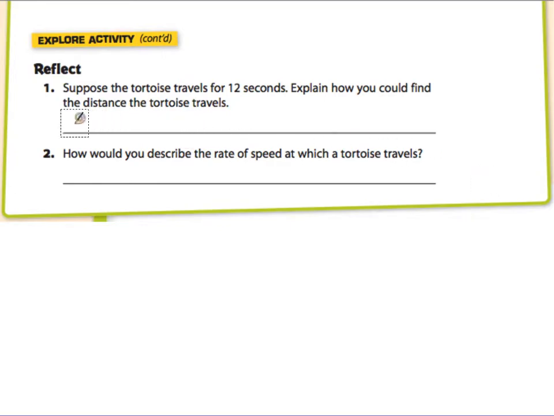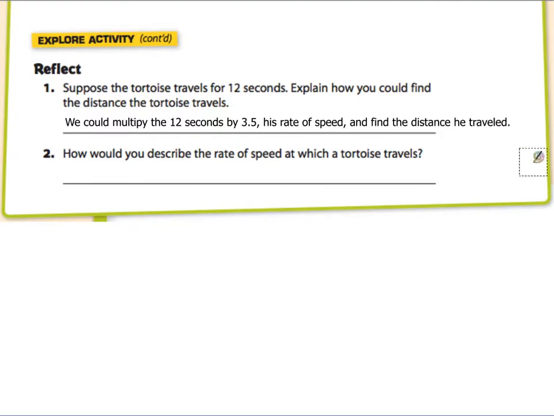If you said that we could take the distance that he traveled and multiply it by 3.5, his rate of speed, or the time that he traveled and multiply it by 3.5, you would be correct. So if we take the time he traveled, which was 12, and multiply it by 3.5.